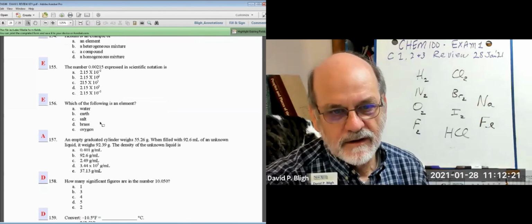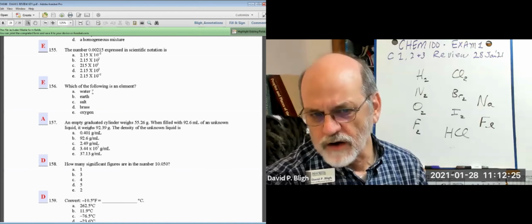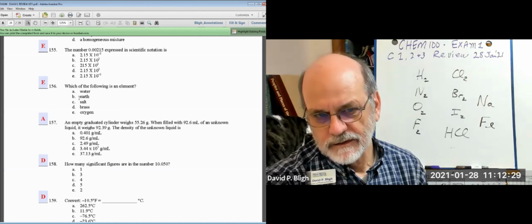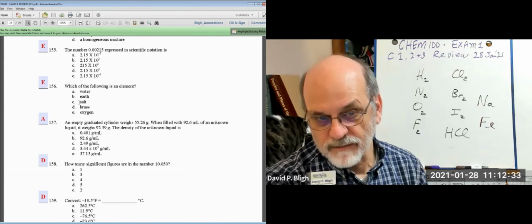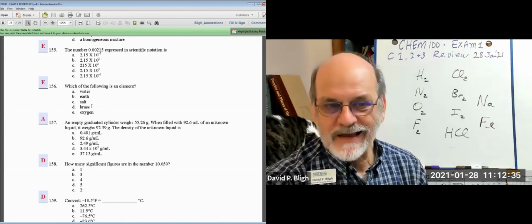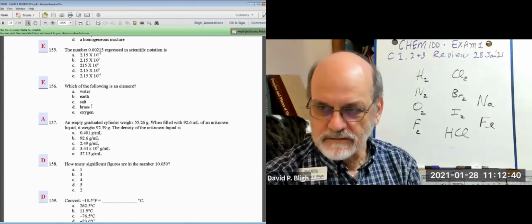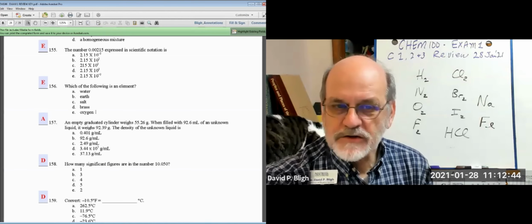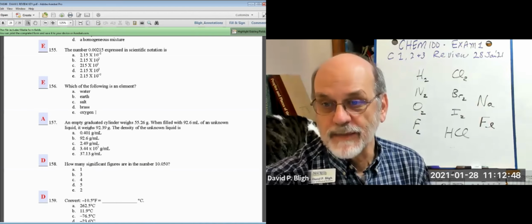156. Which of the following of these is an element? Well, we look. Water's a compound. Earth is definitely a heterogeneous mixture. Salt is a compound. Brass is a solution of two metals, usually copper and nickel. Oxygen is the only element in there. And as it turns out, it's a diatomic element.